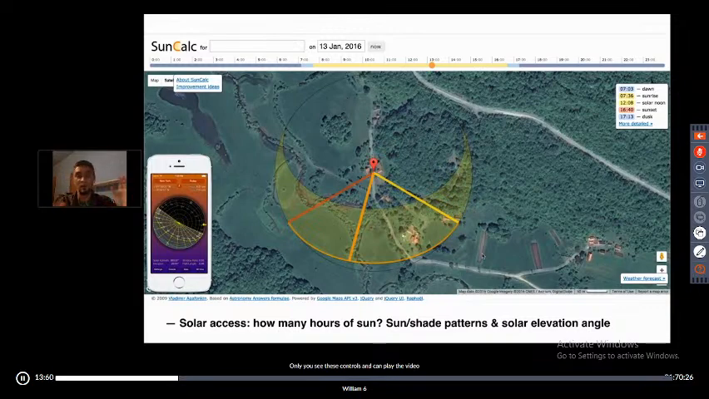Is this a good place for the garden? How is the sun behaving in winter, in spring, and in summer? So those two tools are great for understanding how the sun behaves, because, as I said, the sun is the primary source of energy on the site, and you just simply need to understand what the sun pattern is.